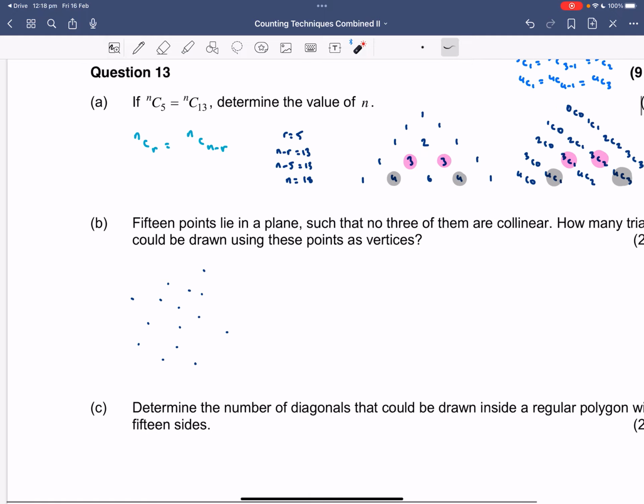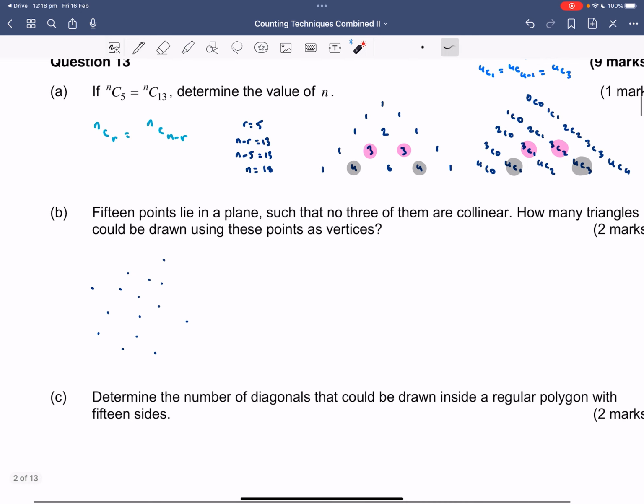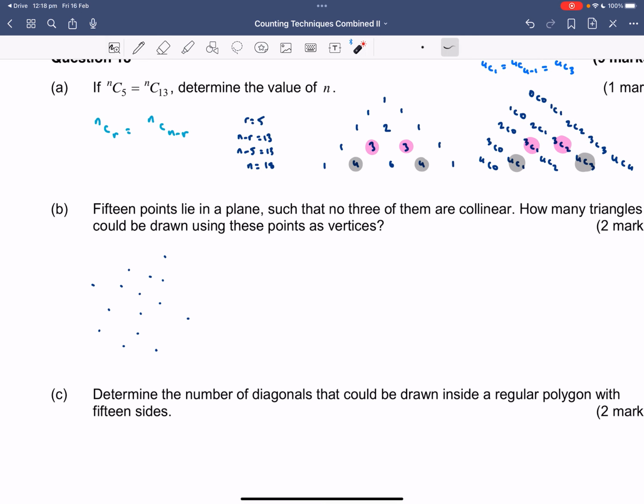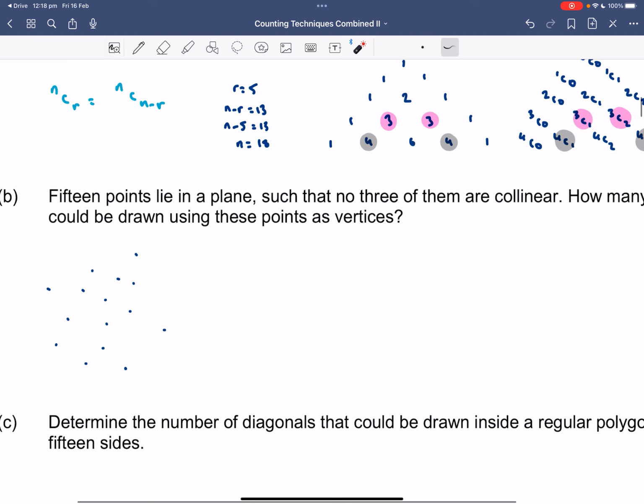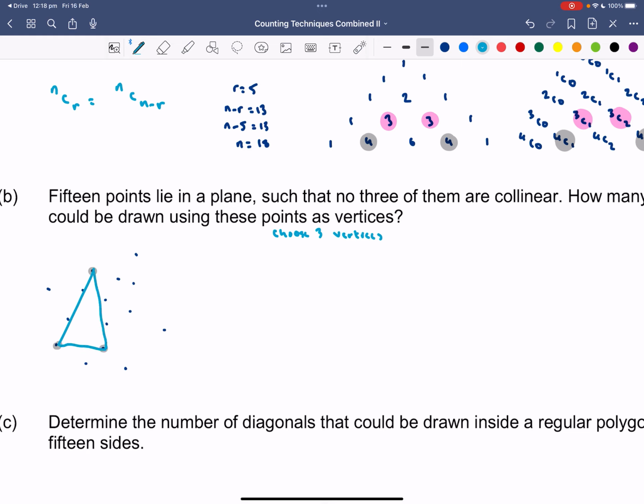So guys, what are we trying to do? We're trying to create a triangle from them. Now that's so easy. To create a triangle, all I have to do is choose 3 vertices. As long as I choose 3 vertices, then automatically it will create a triangle. So for example, guys, let's say hypothetically I chose that one, and that one. Immediately, I've created myself a triangle, okay?